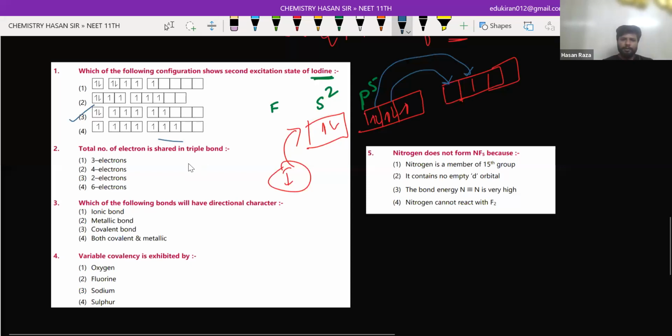Triple bond, you know that a single bond has 2 electrons. In one bond, 2 electrons. Double bond, more electrons, 4 electrons. Triple bond, so the total number of electrons will be 6. In one bond you have 2 electrons, so in 3 bonds, a triple bond, you will have 6 electrons.